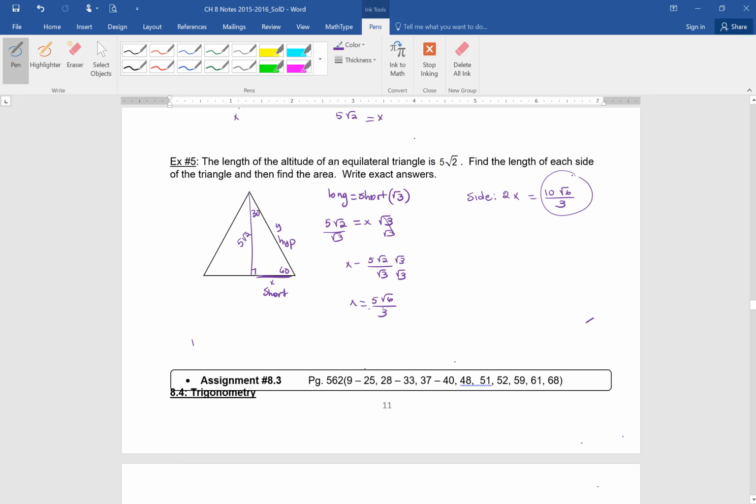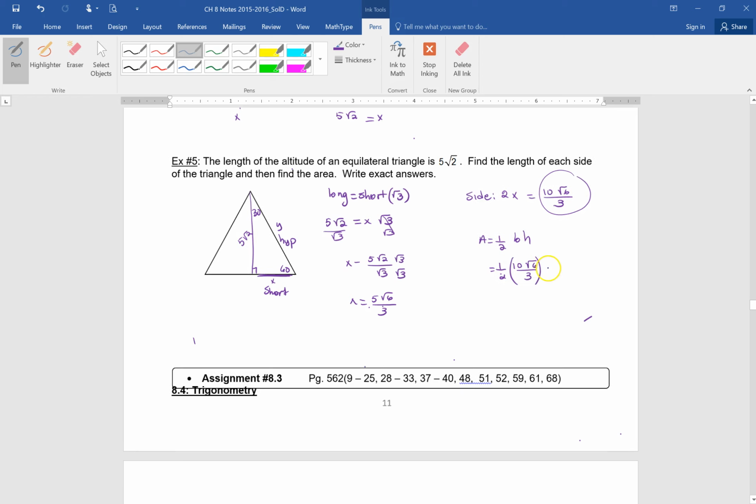Okay, so how do we find the area? Half times base times height. Half, how much is the base? 10 radical 6 over 3. Right, and how much is the height? 5 radical 2. Okay? Cancel the 2 with the 10, gives us a 5, so the area is 25 radical 2 over 3.